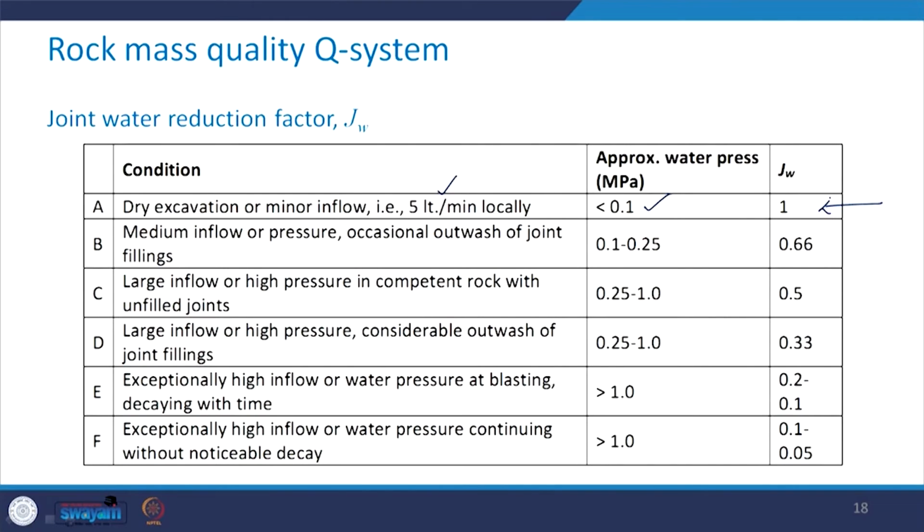Likewise, as the flow increases, then the rating is reduced. So, you can see the last category, which is when you have exceptionally high inflow or water pressure continuing without noticeable decay, then the approximate water pressure will be more than 1 megapascal and the rating is assigned between 0.1 to 0.05. So, these are the two extreme cases. One is the dry excavation, second one is exceptionally high inflow of water, and in between you have 4 other categories and you can see how the rating to this parameter JW will be assigned. So, as the inflow of the water is more, you will have lesser rating assigned to this factor JW.